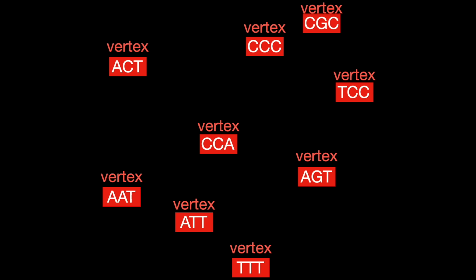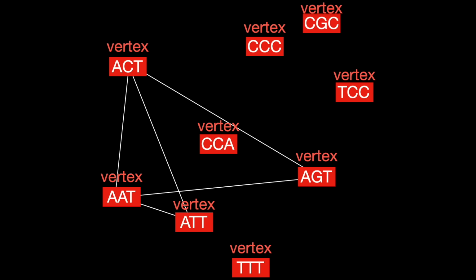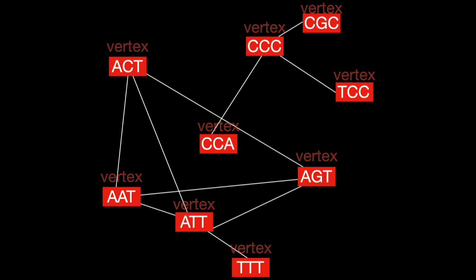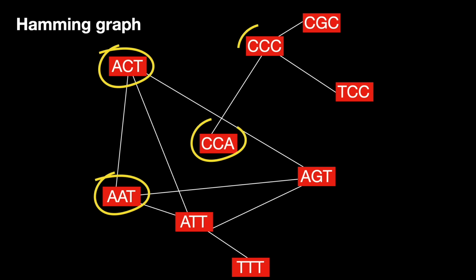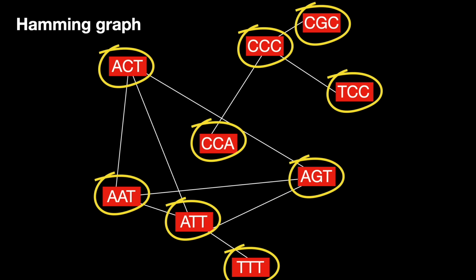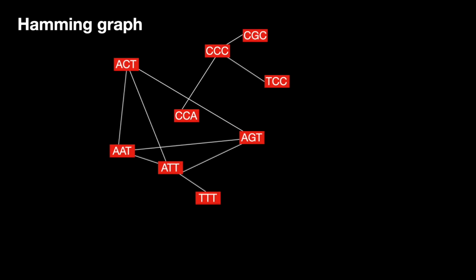Each genotype, so each string of letters over the set ACGT, is a vertex. Two genotypes are connected if they differ by a single mutation. In other words, if they differ in exactly one character. This structure is called a Hamming graph, a highly dimensional graph where edges represent a single mutation. Let's see a concrete example to illustrate the point.